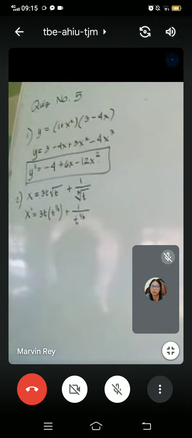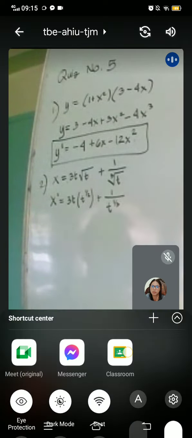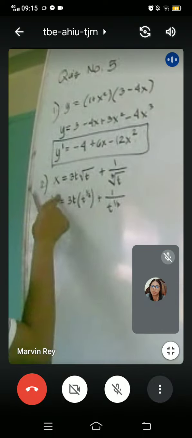So, na-plus na ba? Wala pa. Since 1 over t raised to the power of 1/3 is not yet napa siya sa denominator nga part. Therefore, you have to what? Transfer this yung location. By transferring yung location, you have to what? Change its sign. So, x, no, di pa rin siya x prime, sorry.